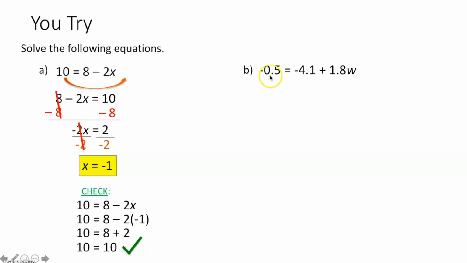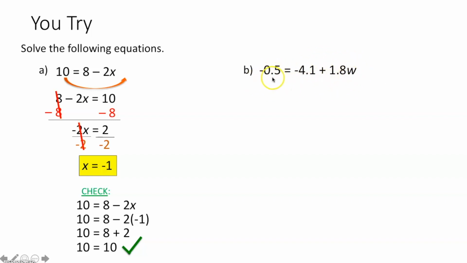Part B, we have negative 0.5 is equal to negative 4.1 plus 1.8w. Simplify, move, solve. Can we simplify this? No, it's just a constant. Can we simplify this? No, this has a w, this does not. So we can't simplify. Next, we move. Move variables to the left. Anytime you have something like this, we said our variable's on the right-hand side and there's no other variable, so I can just flip this equation.